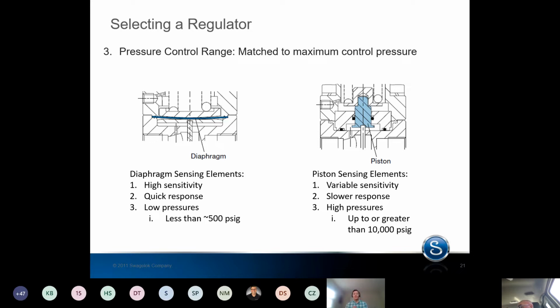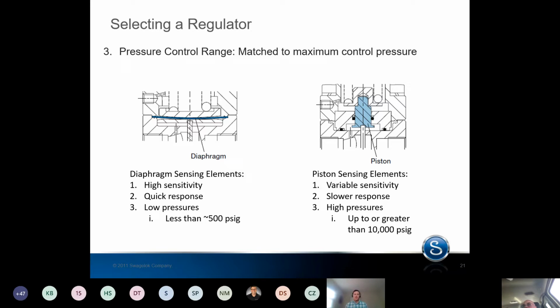Now, for pistons, some of them can have pretty decent sensitivity, but because we're talking about such high pressures, almost always you will have lower sensitivity with a piston than a diaphragm, and you'll have a slower response to any changes.